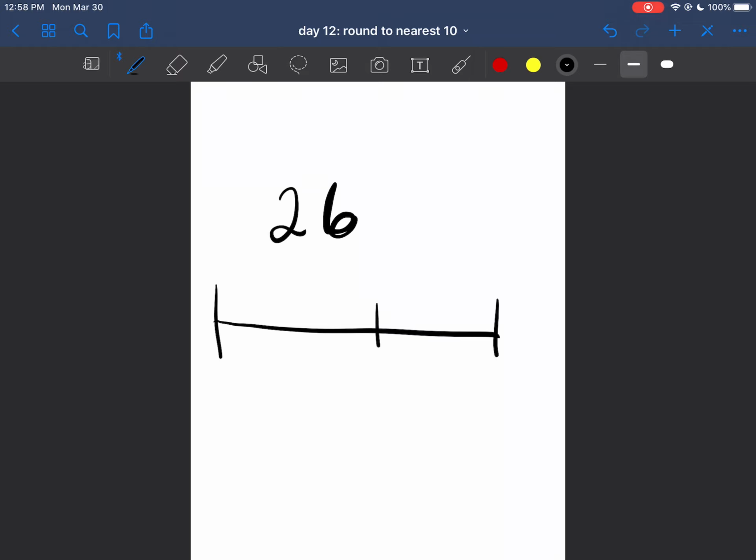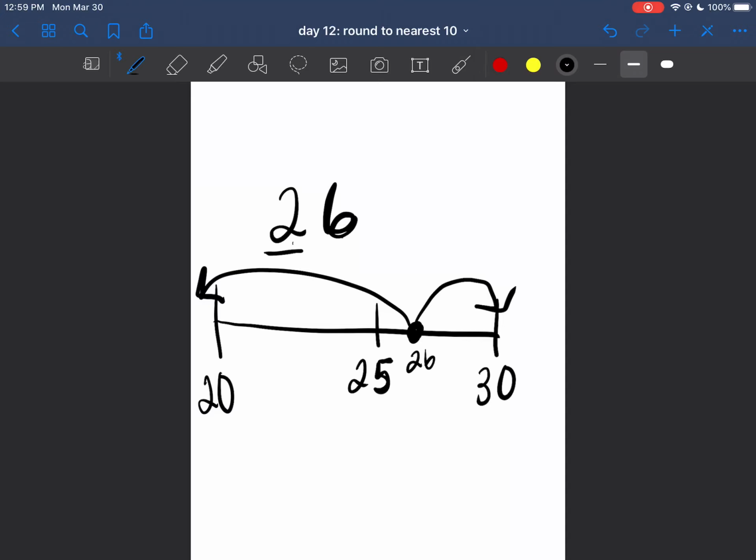I would like to hope that you have solved. Your number is 26. I'm rounding to my nearest 10. So am I looking at my ones or my tens? My tens. 2 tens is worth 20. What comes after 20 when counting by tens? 30. And in the middle is 25, my midpoint. Does 26 come before 25 or after 25? After 25. So is 26 closer to 30 or closer to 20? It's closer to 30, so it rounds up to 30.